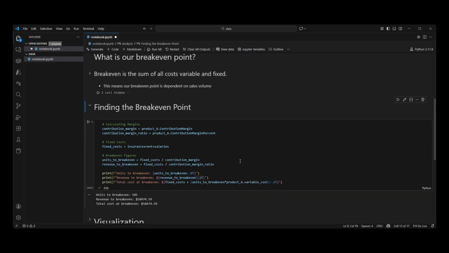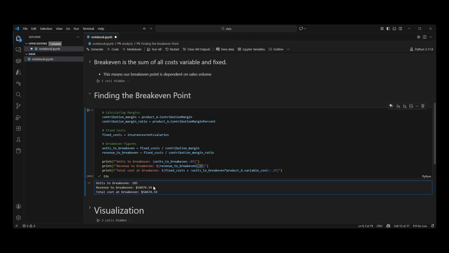Now, when we do the math to find the break even, we see that we need to sell 185 units to break even. The revenue at the break even point will be $58,474.59, which, if this is truly the break even, will be equal to our total cost at break even, $58,474.59. So we know we have to sell 185 units of this product for the business to break even, which means covering fixed costs and cost of goods sold.